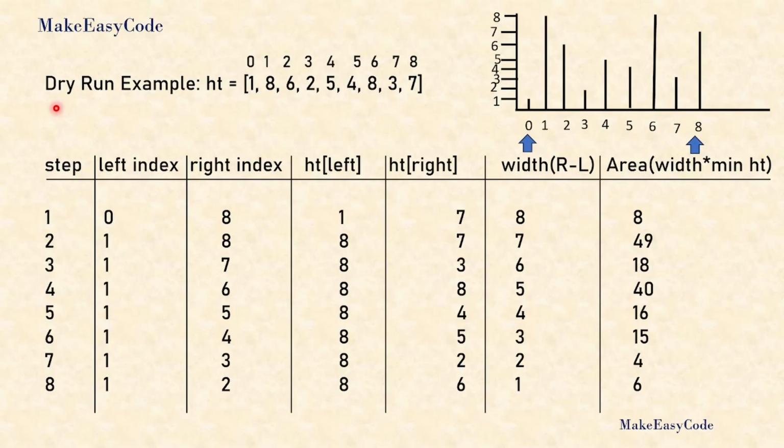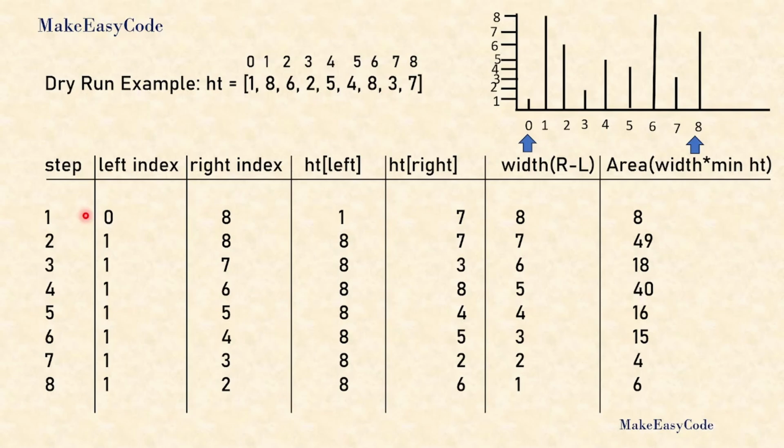Now let's run the code with an actual example to see how it works step by step. Here the example is given: height of 1, 8, 6, 2, 5, 4, 8, 3, 7, and I have drawn the graph for the respective heights. These are the indexes and these are the values. Now we'll explain this example step by step.